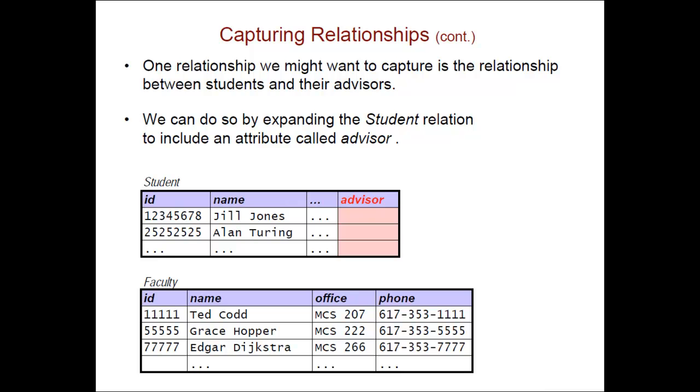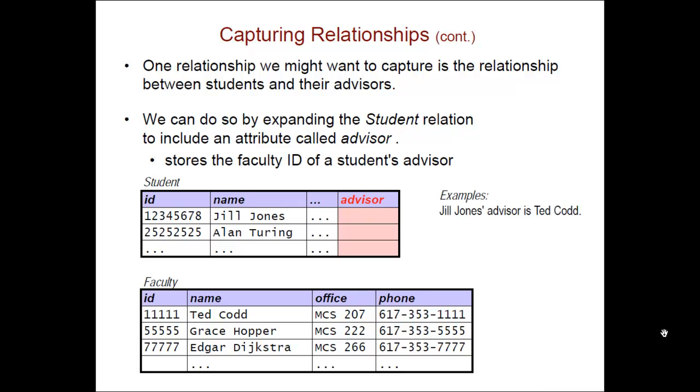student table called advisor. So for example, if Jill Jones is being advised by Ted Codd, we take the ID number of Ted Codd and we store it in the advisor column for Jill Jones. And that tells us that her advisor is Ted Codd. Similarly, if Alan Turing is being advised by Edgar Dijkstra, we take his ID, Edgar Dijkstra's, and we store it in the advisor column for Alan Turing. And so that's an example of capturing a relationship between two types of entities.